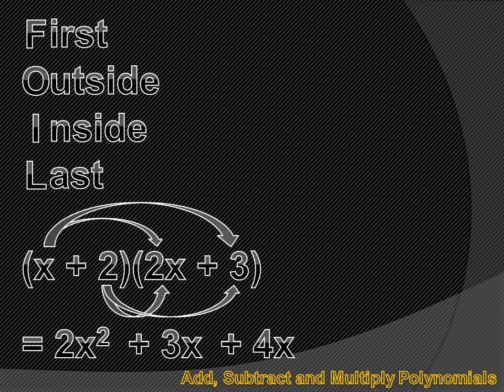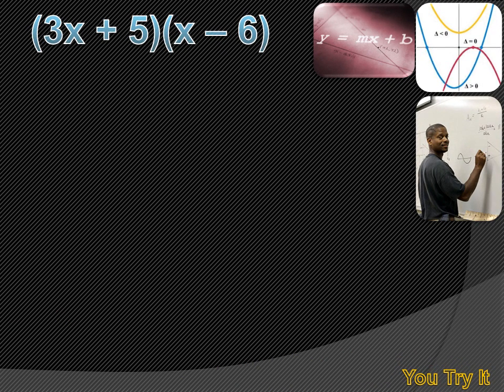And then I take the last term from each of the binomials, the 2 times the 3. Plus 2 times plus 3 is plus 6. And then I just got to combine the like terms, and I'll get 2x squared plus 7x plus 6. You try this one. Hit your pause button, try the problem, and then hit your forward key to move on to my answer.